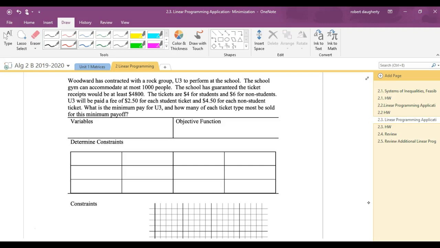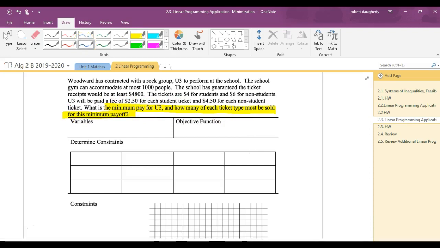Woodward has contracted with the rock group U3 to perform at school. The gym can accommodate at most 1,000 people. The school has guaranteed the ticket receipts would be at least $4,800. Tickets are $4 for students, $6 for non-students. U3 would be paid a fee of $250 for each student ticket, $450 for each non-student. What is the minimum pay for U3, and how many of each ticket type must be sold for this minimum payoff? So I go straight to the question, and that tells me what my variables are.